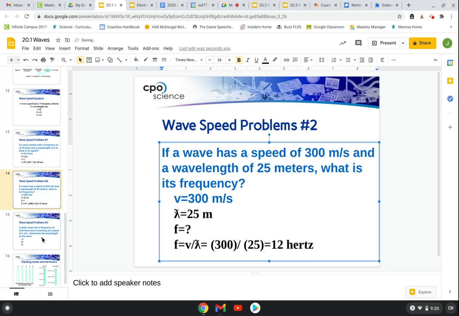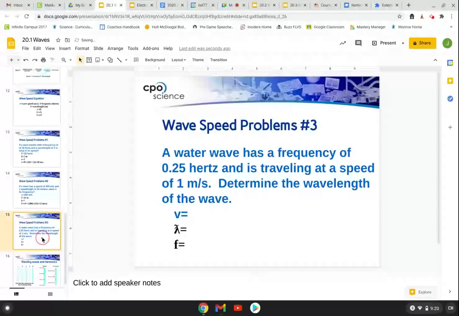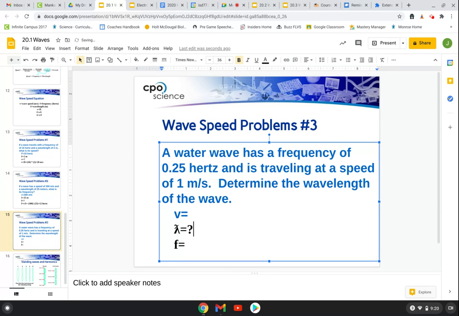Third problem now, and the last problem we're going to go through today, the last type. A water wave has a frequency of 0.25 hertz and a wave speed of 1 meter per second. Determine the wavelength of the wave. So I do not know wavelength. Looking for wave speed, meters per second. There it is, 1. Frequency, 0.25 hertz.